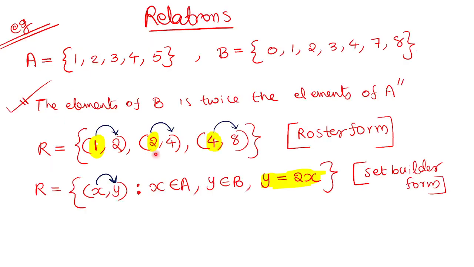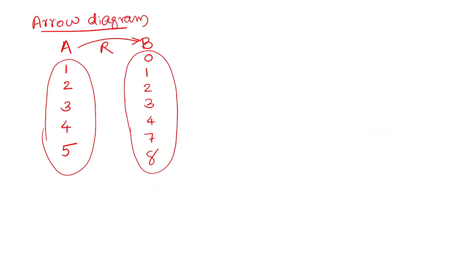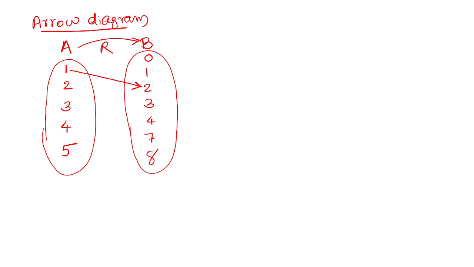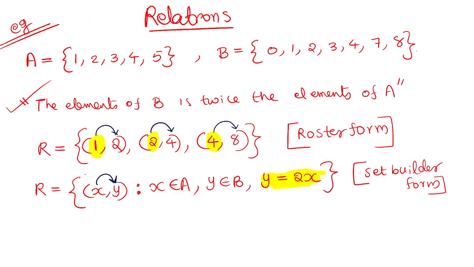Now the relationship is 1 is related to 2. Understood? It is represented by an arrow. I mean double of 1 is 2, right? 1 is related to 2. 2 is related to 4. And 4 is related to 8. 3 is not related to anything. 6 is absent here. Any more ordered pairs? No more.